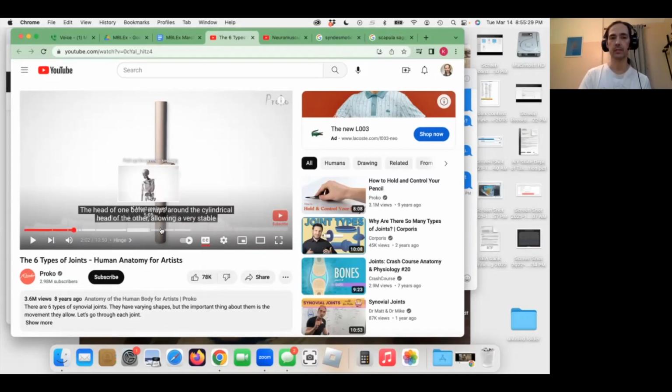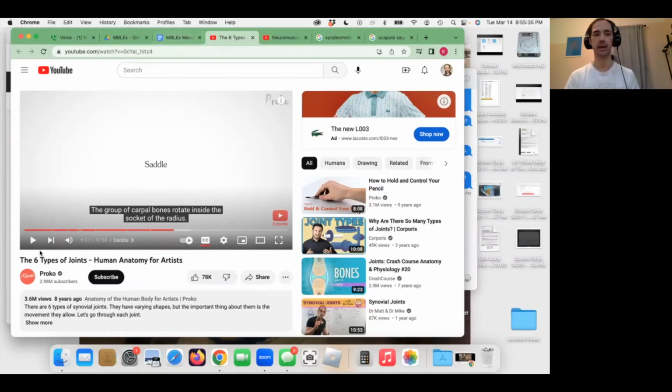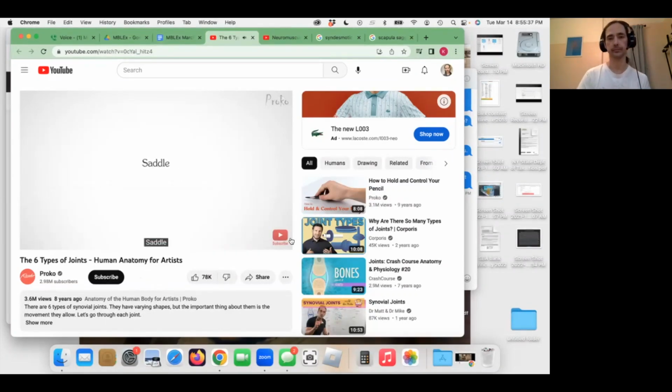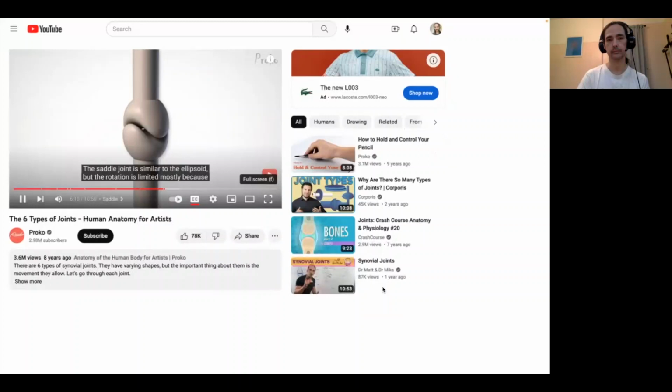And then I'm going to let him explain saddle joints, which are among the most confusing. Let's just do that now. The saddle joint is similar to the ellipsoid, but the rotation is limited mostly because of the bone structure. The structure of the saddle is very interesting. Both bones have a concave and convex surface. Convex means the surface sticks out like a hill.